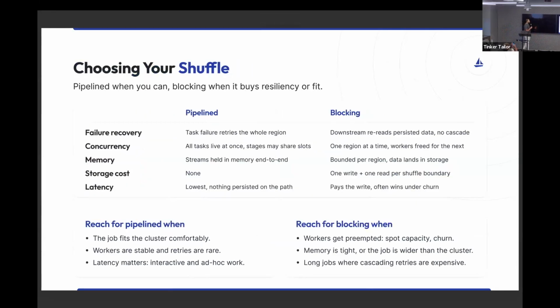So when should you use pipeline and blocking shuffle? Reach for pipeline shuffle if the job fits the cluster comfortably, workers are stable, retries are rare or cheap, and latency matters. So if you're doing interactive work or ad hoc work or real-time work, then you likely need pipeline shuffle. Reach for blocking shuffle when workers get preempted, you have spot capacity or churn, memory's tight, the job's wider than the cluster, or you have long jobs where cascading retries are expensive.